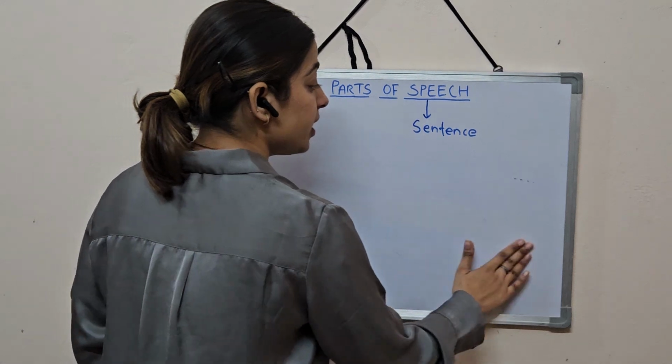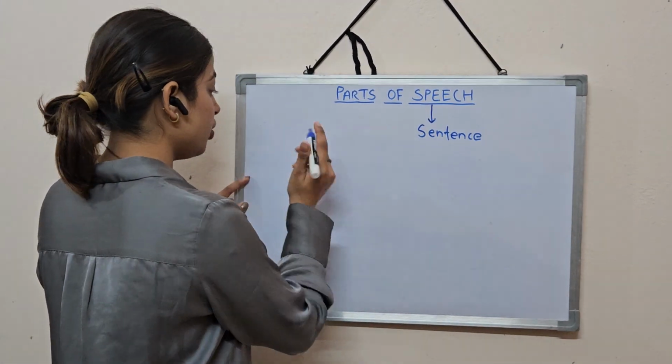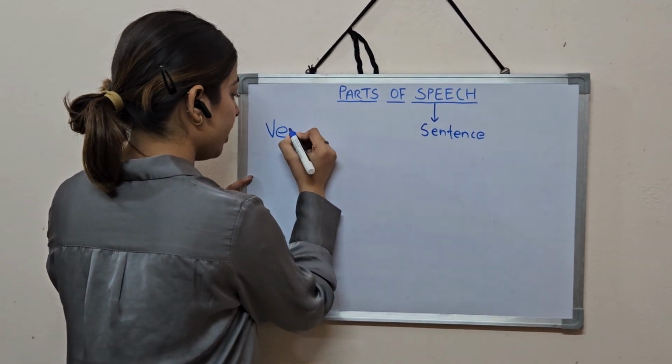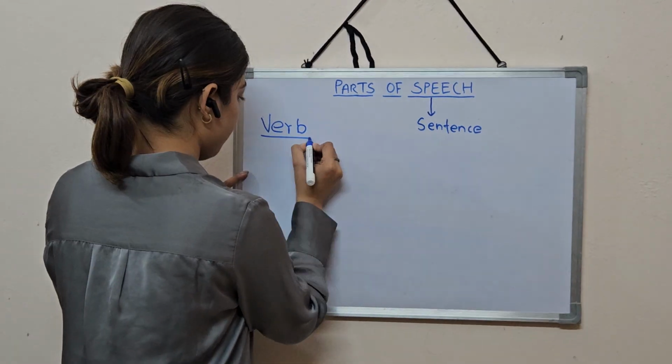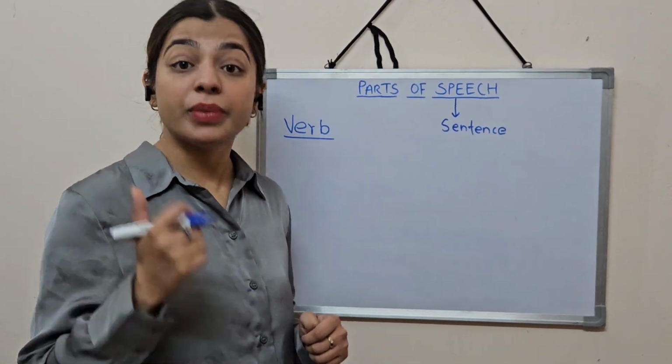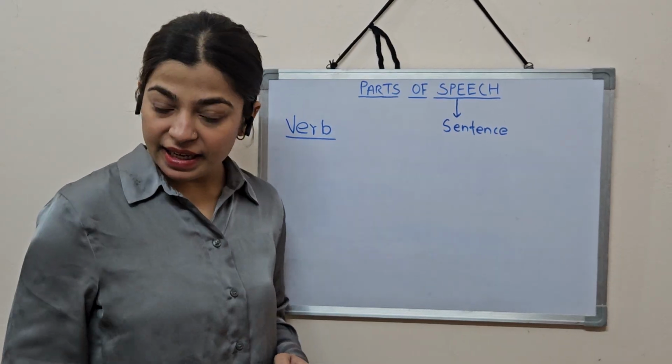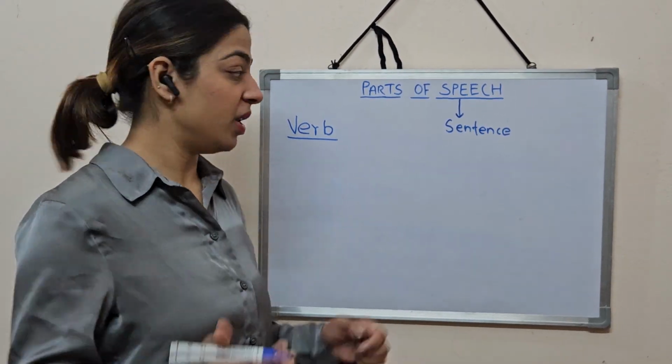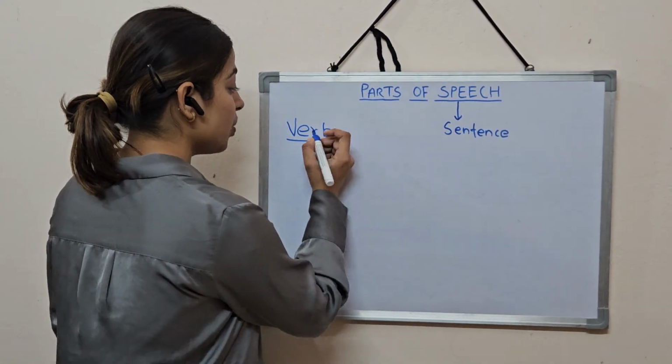Okay, so the second type of parts of speech is verb. We'll be learning verb now. What was noun once again? Okay, so it is name of any person, place, thing, animal. Very good. Now comes verb.